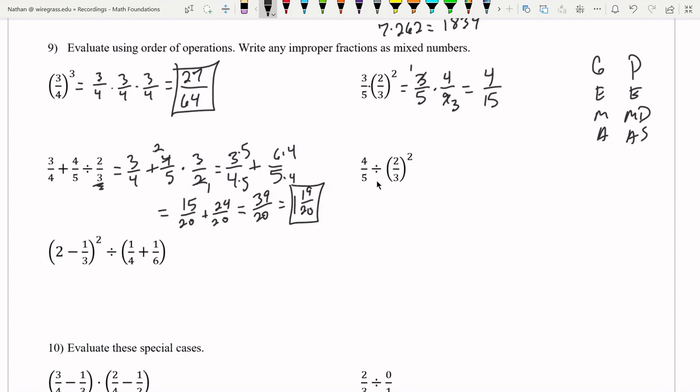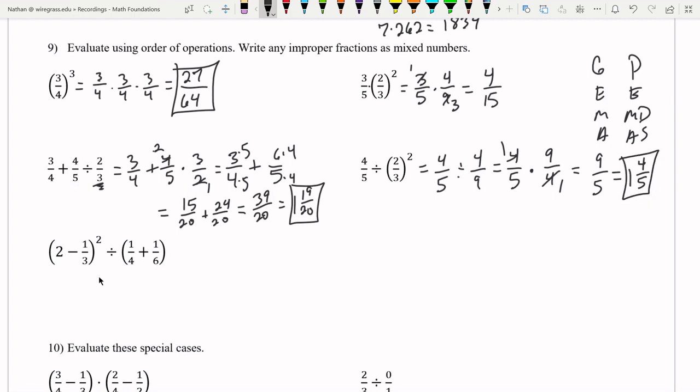Okay, exponents are done first before multiplication and division, so I need to do 2/3 times 2/3. We actually already talked about that up here. That's going to be 4/9. 2 times 2 is 4. 3 times 3 is 9. And then we can multiply by the reciprocal. We can cross cancel the 4s. 1 times 9 is 9. 5 times 1 is 5. 5 can go into 9, 1 with 4 remaining.